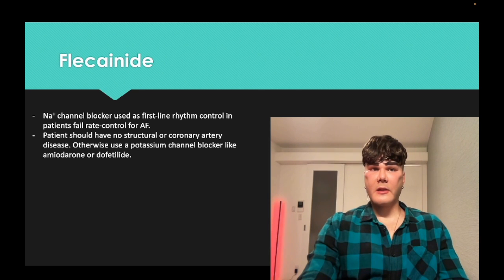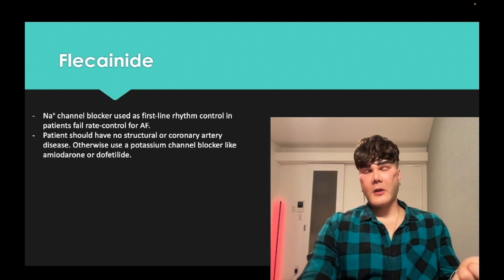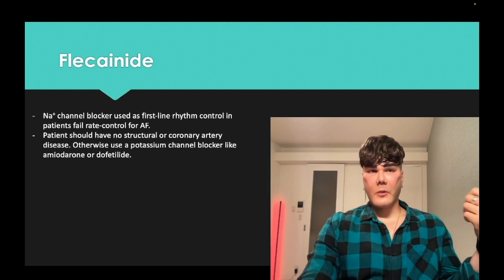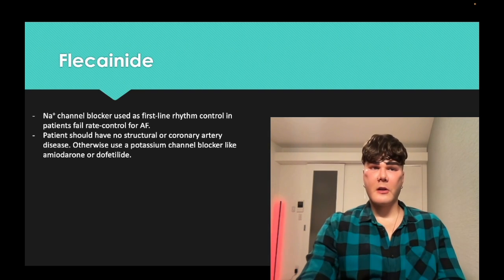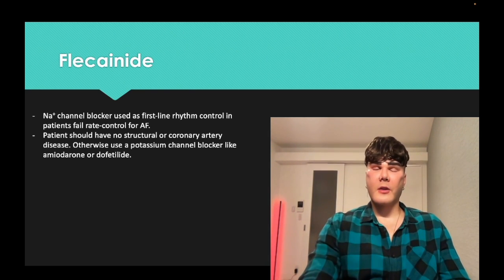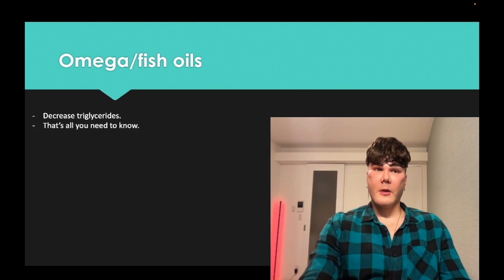Flecainide, so it's a 1C sodium channel blocker, and this, if rate control fails for atrial fibrillation, so we use metoprolol or verapamil. If the patient fails rate control and we go to rhythm control, we can use flecainide, all right? And the patient can't have any structural or coronary artery disease. We're talking more like Step 2 CK level stuff, but you could say, when is flecainide used? Well, there you go.